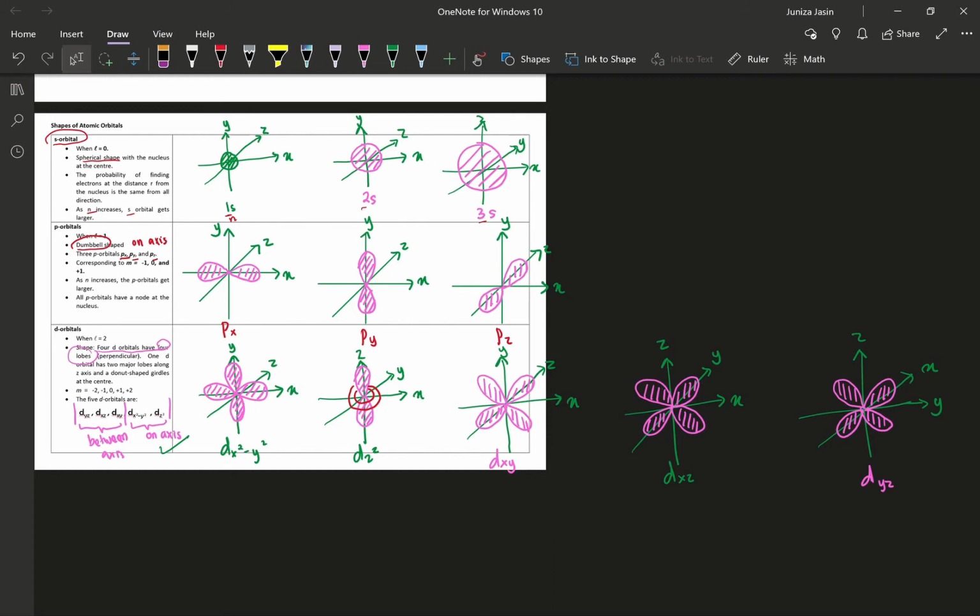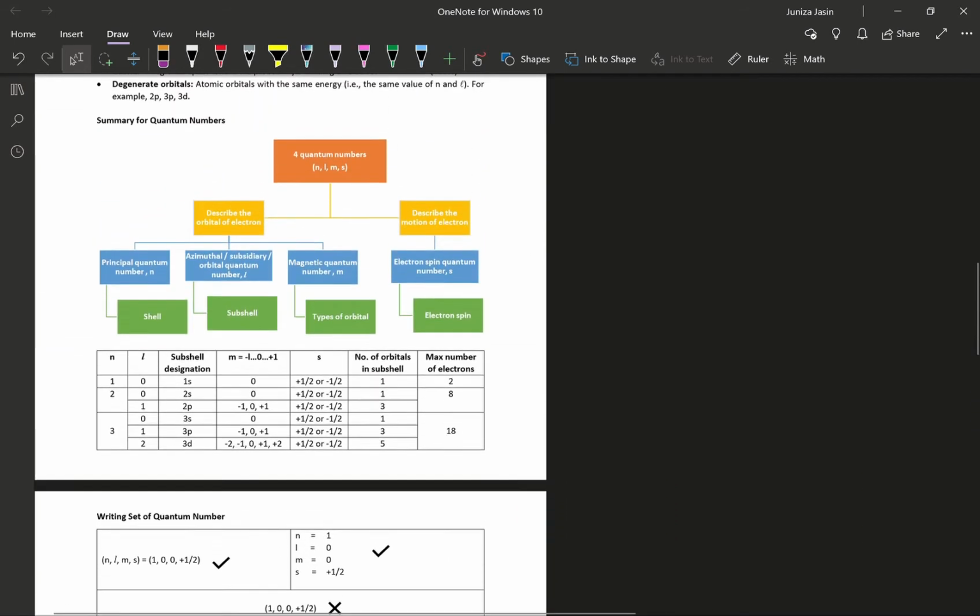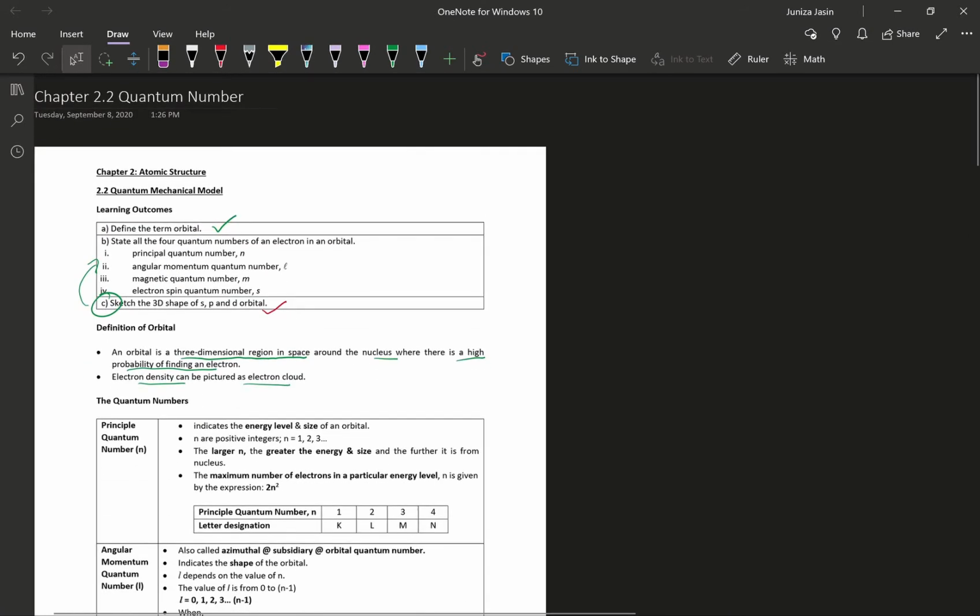Okay, so S ada satu shape dia. For P ada dumbbell shape and ada 3 orientation of shape. And for D there are 1, 2, 3, 4, 5 shape. Okay, so now you already know how to draw all these shapes. Next, let us move to the value of N, L, M, S.